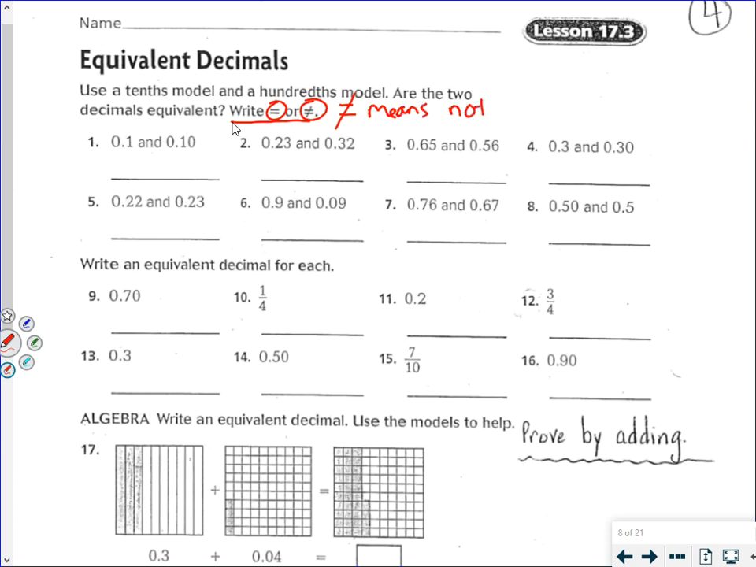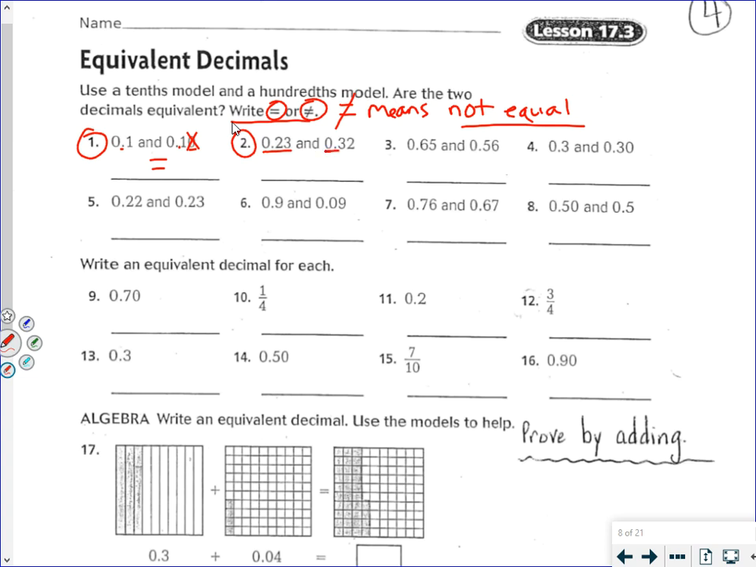Not equal, okay? So here we have, we'll start with number 1, 0.1 and 0.10. Notice how we have a 0, we don't need it, doesn't matter. Are 0.1 and 0.1 equal? They are, right? So now let's check out this one.